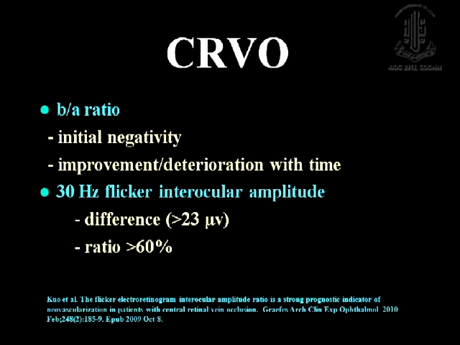Similarly, another thing which you should look at is the 30 Hertz flicker interocular amplitude. If there's a difference of more than 23 microvolts, the patient has a very high risk of neovascularization, and if the ratio is more than 60%, again, very high risk of neovascularization.